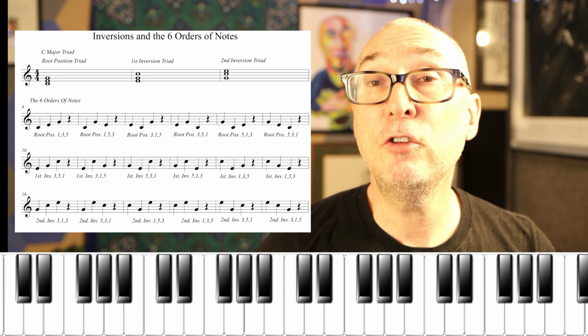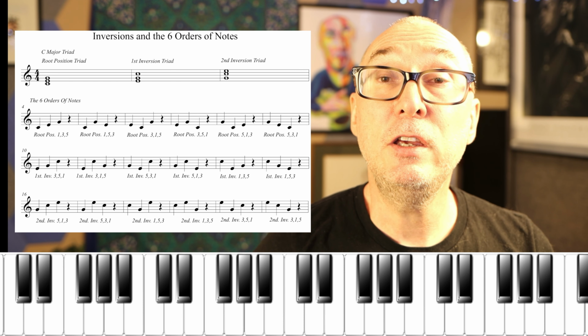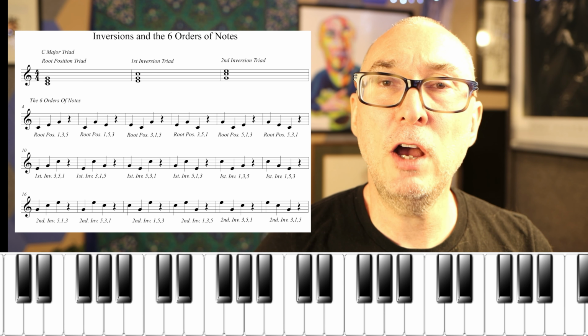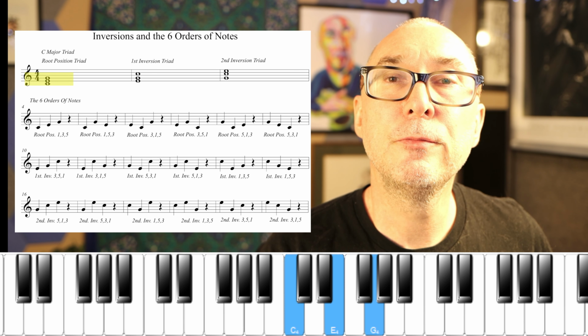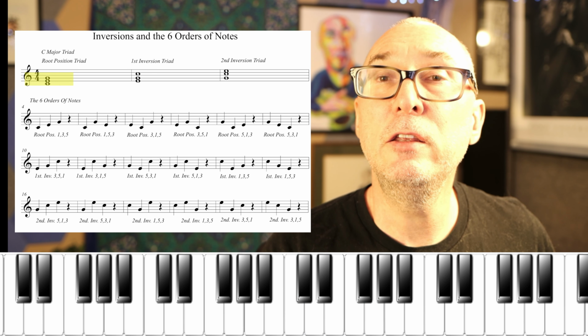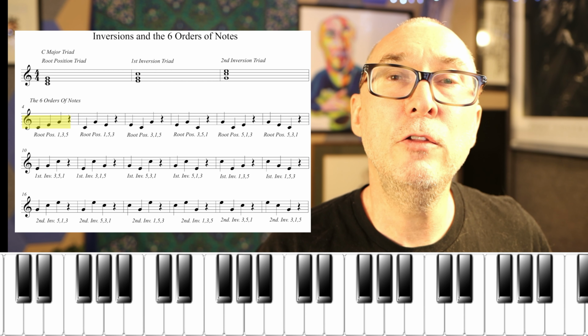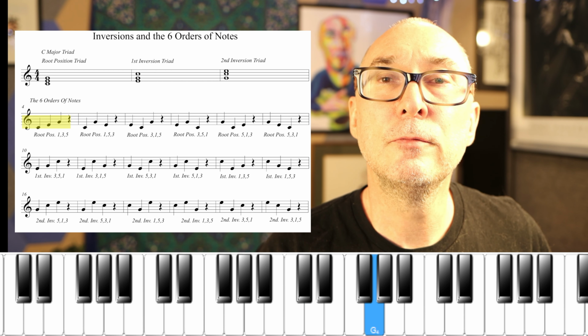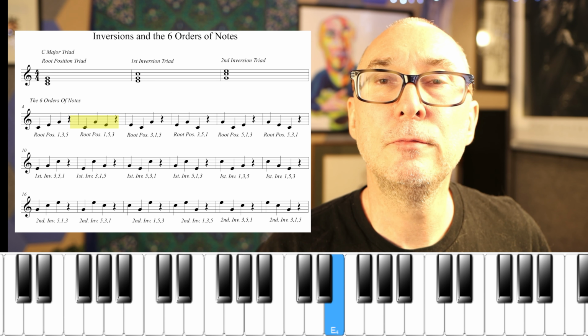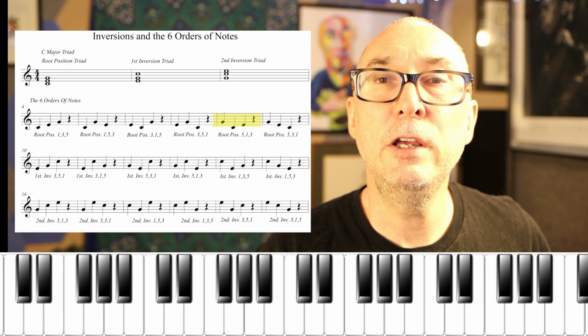First, we have our 6 root position melodies. In the key of C, using the C Major Triad, that looks like this. The melodies are as follows: 1, 3, 5, 1, 5, 3, 5, 1, 3, 5, 3, 1, 3, 1, 5, and 3, 5, 1.